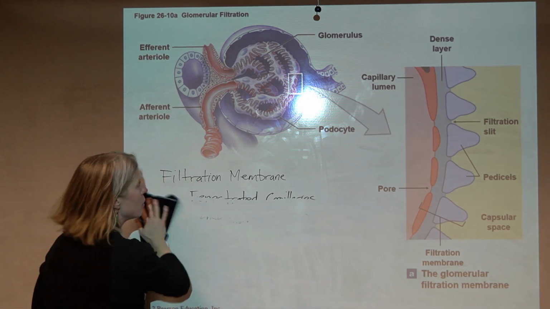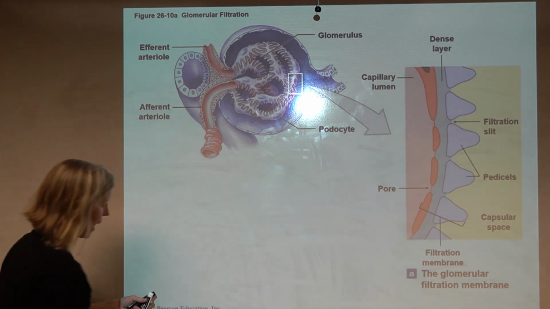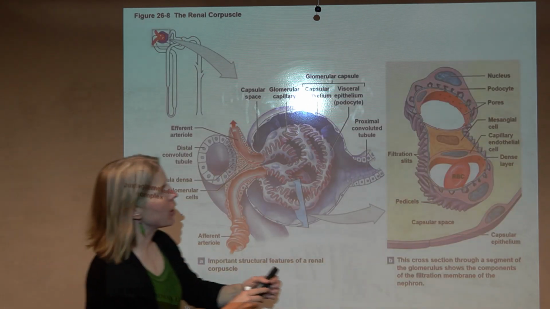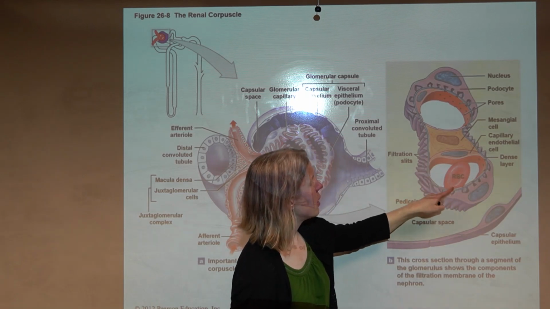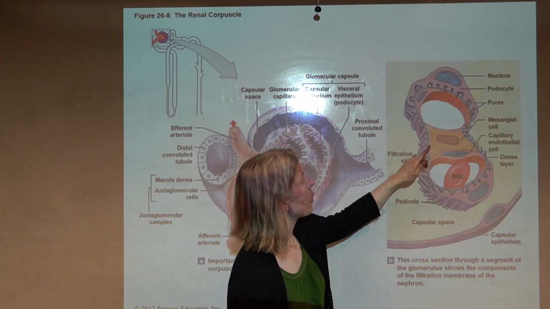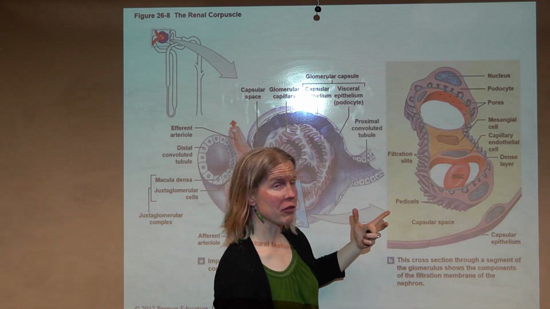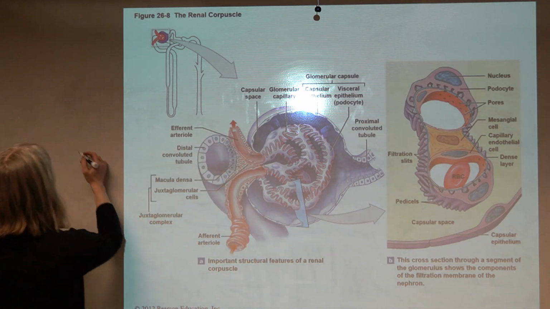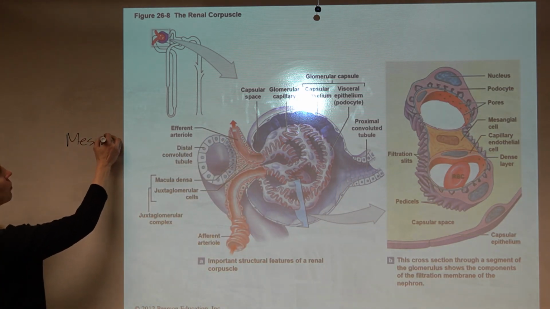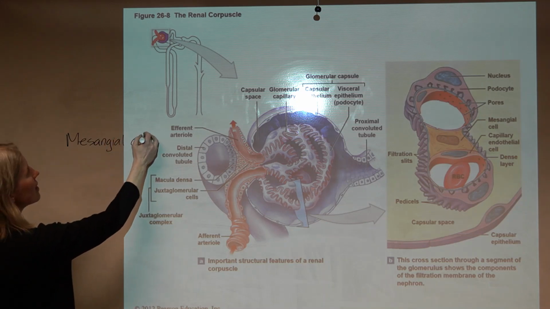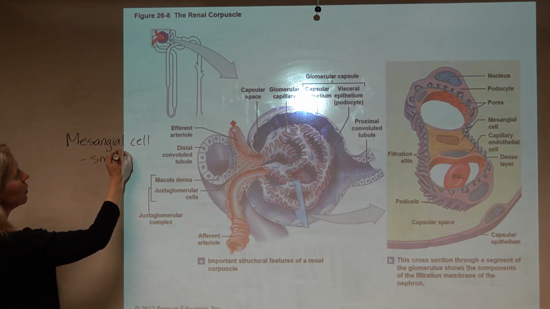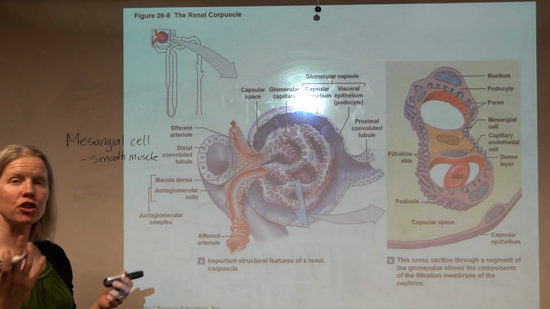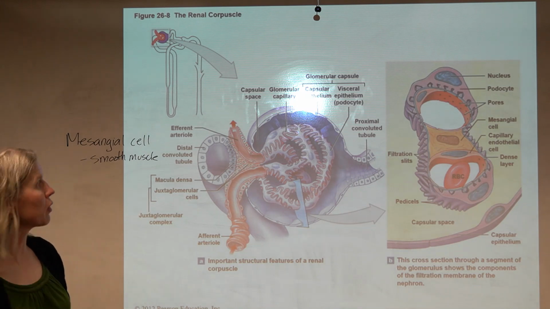Okay. Before we look at the mechanics of that filtration, a couple other things I did want to point out. Notice here, they're showing capillaries, our whole filtration membrane here, into that capsular space. That's where the filtrate is going to end up. But notice what they're showing here. There's this cell, this mesangial cell, that is actually smooth muscle, and it can contract and adjust basically blood flow through these capillaries, through the glomerulus.